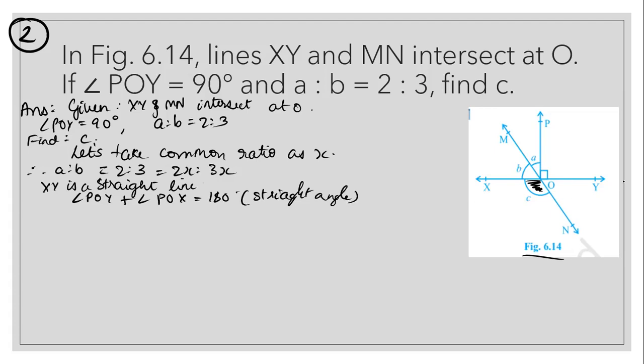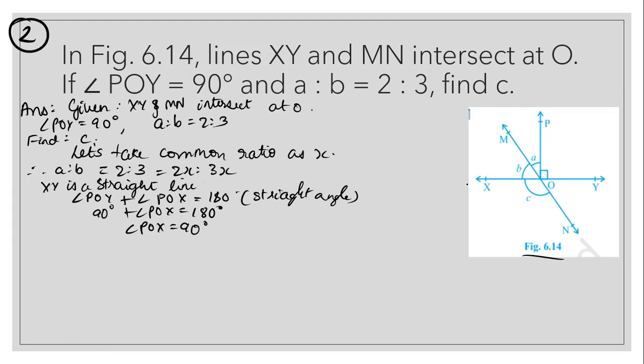So we already have here angle POY is equal to 90 degrees. So can I say that this other half should also be 90 degrees, correct? So if I put here angle POY is equal to 90 degrees plus angle POX is equal to 180 degrees, so angle POX will be 180 minus 90, which is nothing but 90. And what is our angle POX? This whole thing, right? Yes, so we have angle POX is equal to 90 degrees.